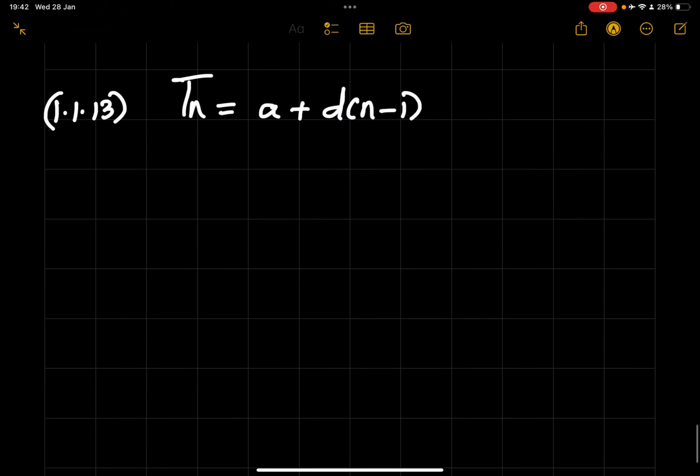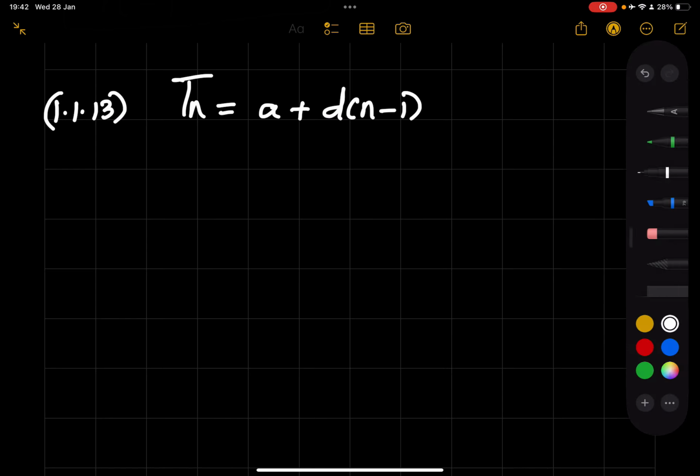In this question, we need to make n the subject of the formula. So to isolate n, it's being trapped, right? Let's see what is trapping n at the moment. We have the a that is trapping the n, we have the d that is trapping the n, and we have -1 which is trapping the n. So all those guys must move.